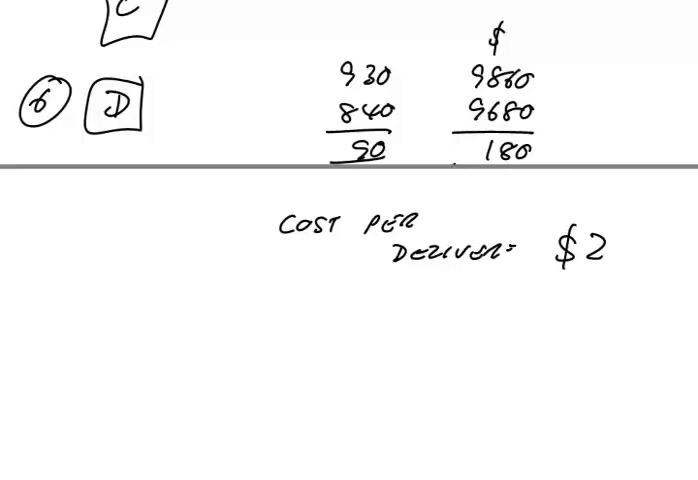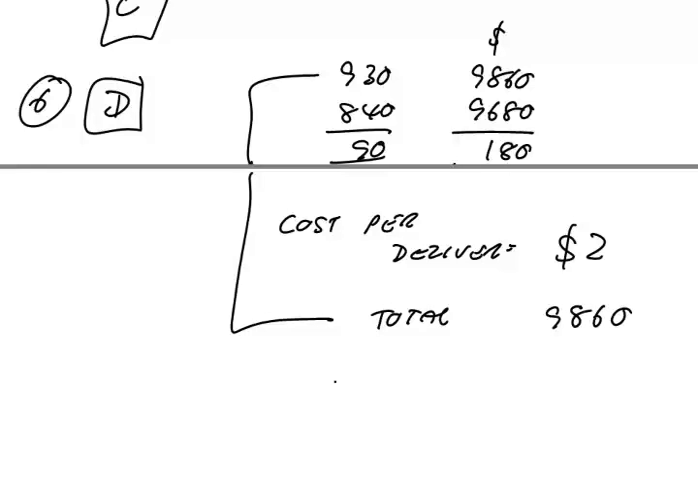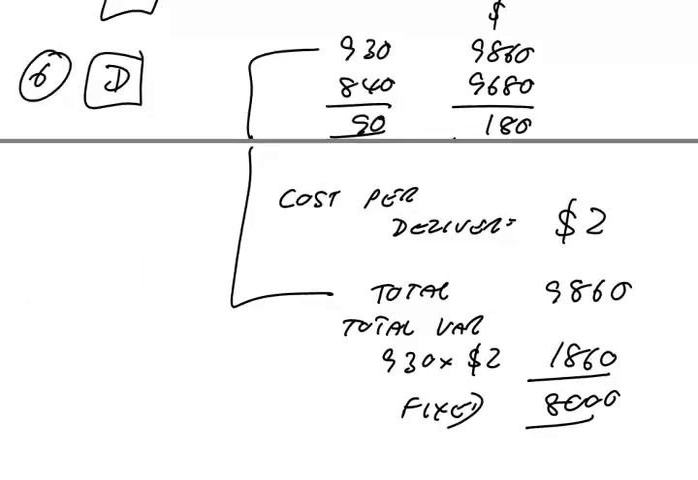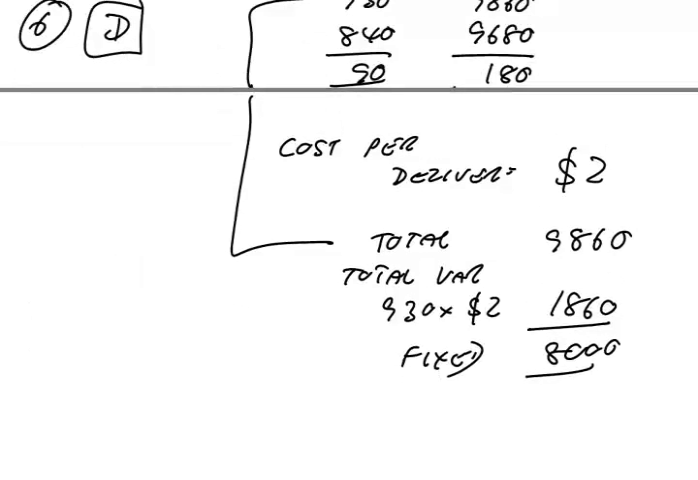And of course, do that by all means, but then it should be automatically D. However, since I've got that far, the fixed cost: if I take the high one, the total cost is 9860. The total variable, 930 at $2 each, is 1860. And therefore the fixed is 8,000. Okay? Are we all happy there?